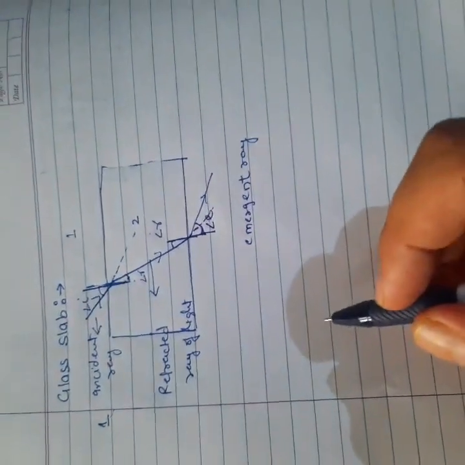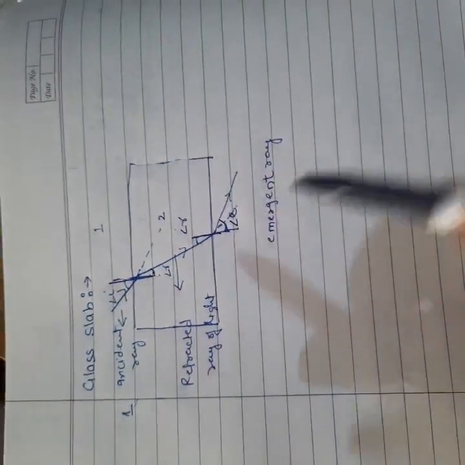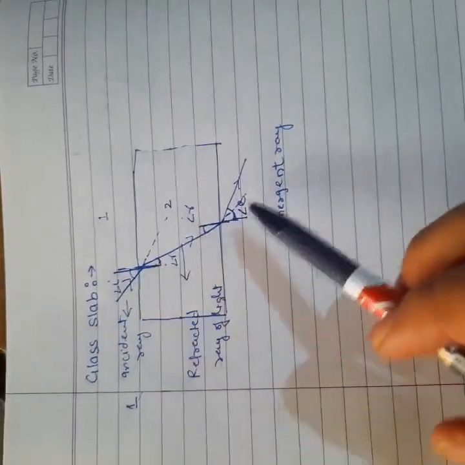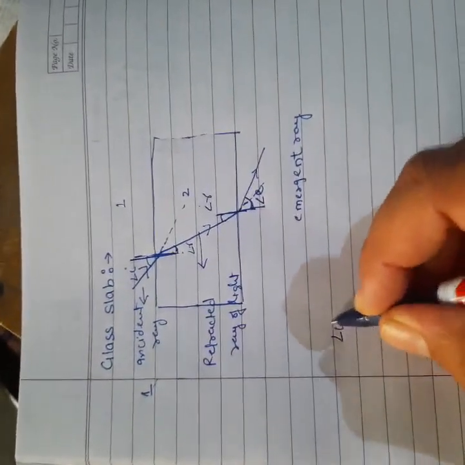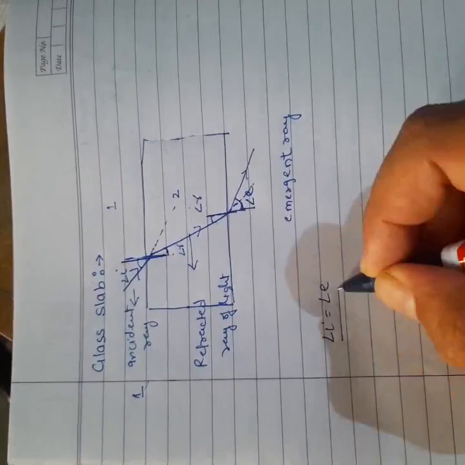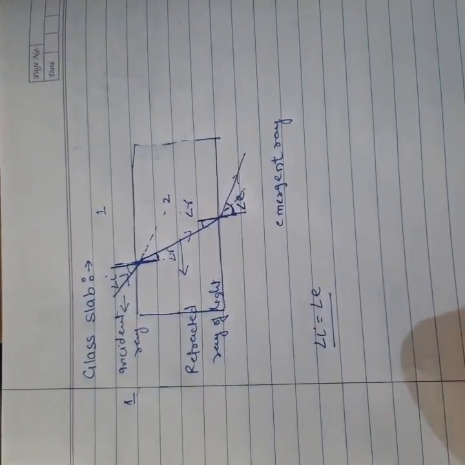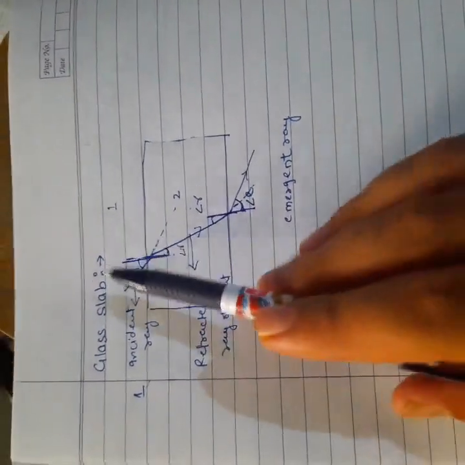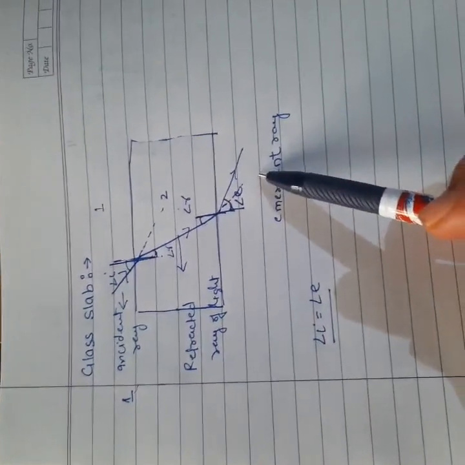Say yes or no. One very basic thing I'm telling you, students: angle I and angle E, in maximum cases, both are equal. Clear? Both are equal. This is the condition. It means the incident angle and the emergent angle will be equal to each other.